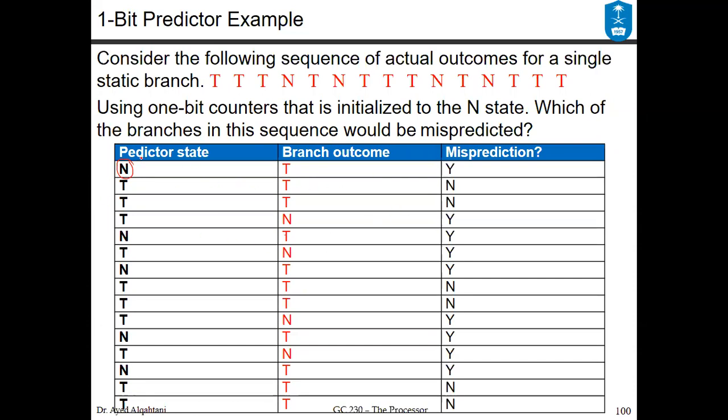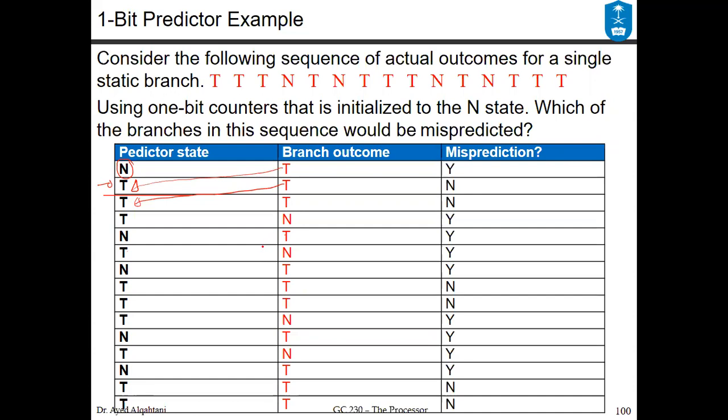So at the beginning, your prediction was not taken, and the actual was taken. So your next prediction would be taken, which is actually this one. You copy it here, and you keep copying again. Actually, you fill this one again right here, beginning from the second one. So taken, not taken, not taken, and so on. So you copy it again. This is the 1-bit predictor.